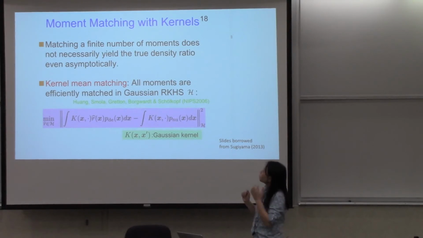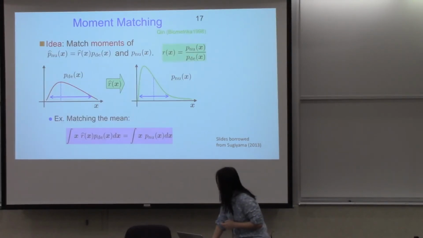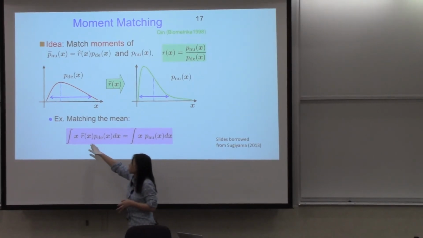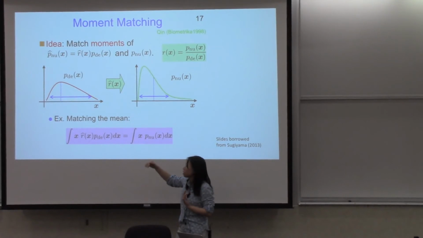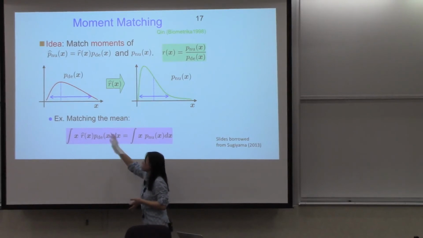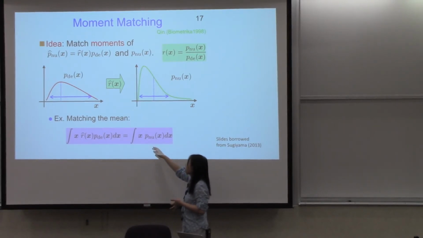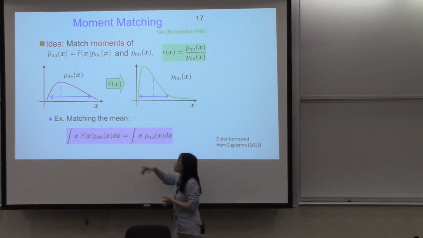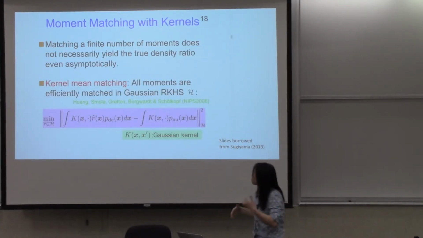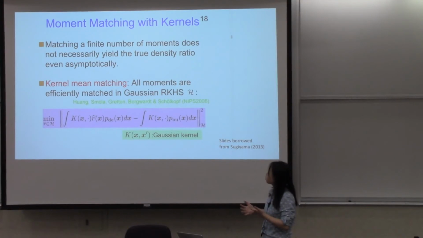But the problem is if you only match a finite number of moments. The x here is not just a single x, it can be a feature function. For example, it can be the first moment, second moment, or even higher moments of x. You try to match all those expectations under these two formulations. But if you only have a finite number of moments, it does not necessarily yield the true density ratio, even asymptotically.